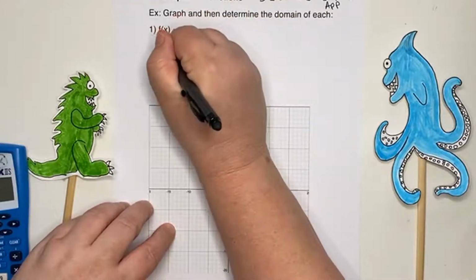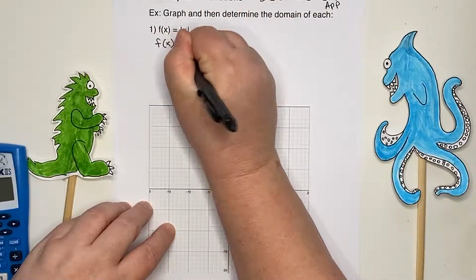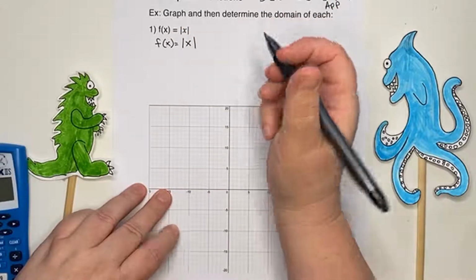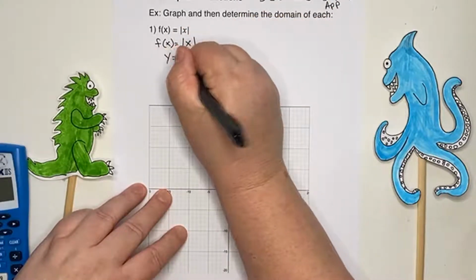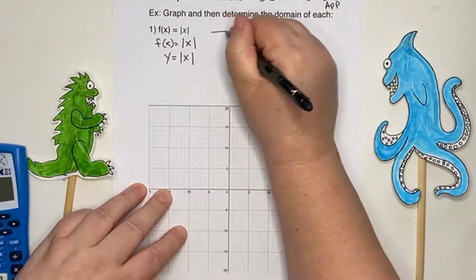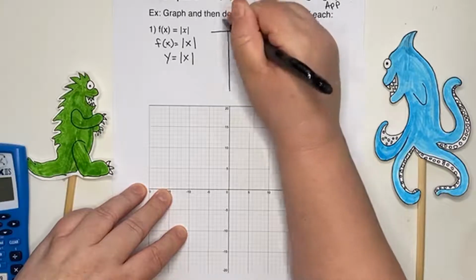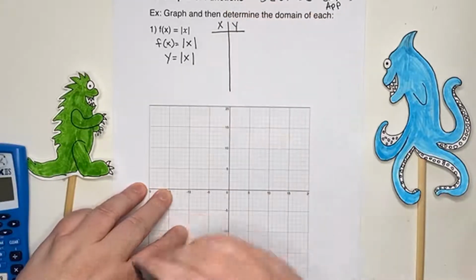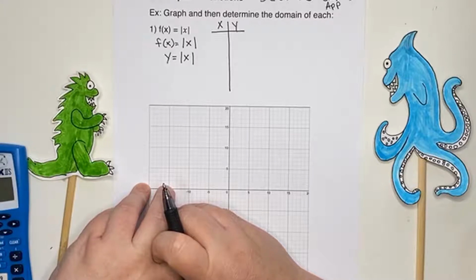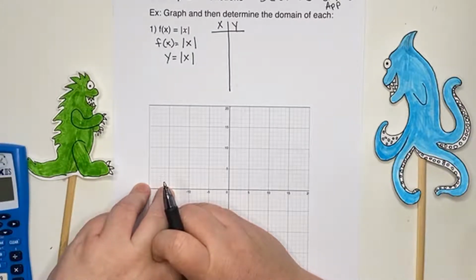So I'll remind you that, I just copied it down because why not? So that means y is the absolute value of x. So I'm going to set up a table of values. Tables of values are just one way to organize your work. You can use a list of ordered pairs.